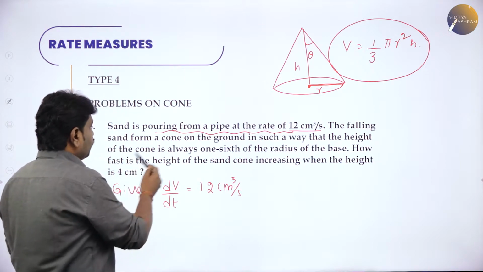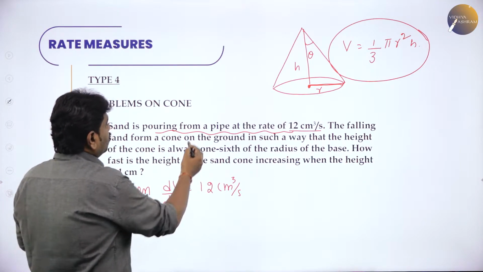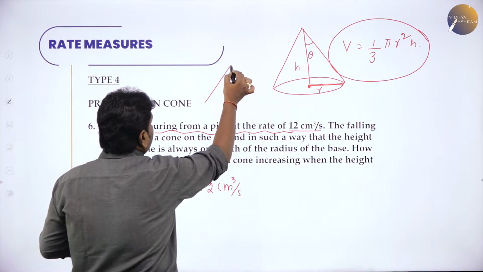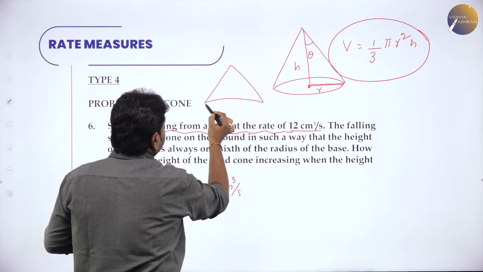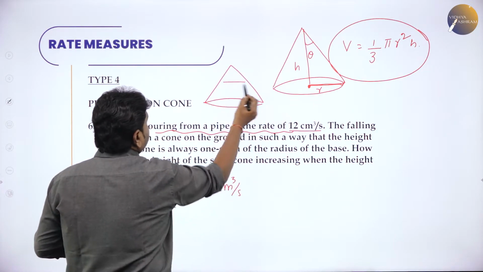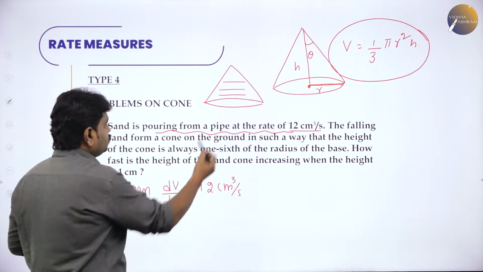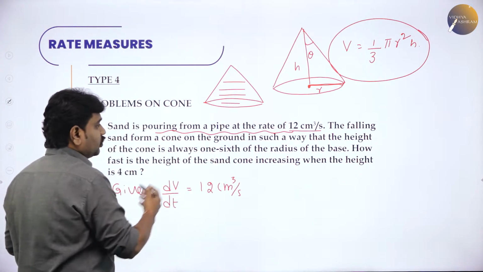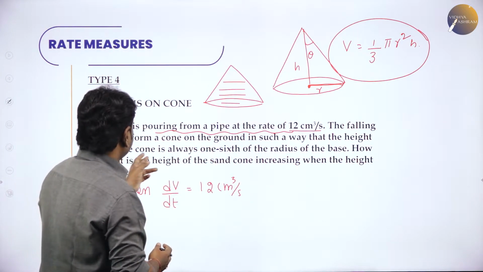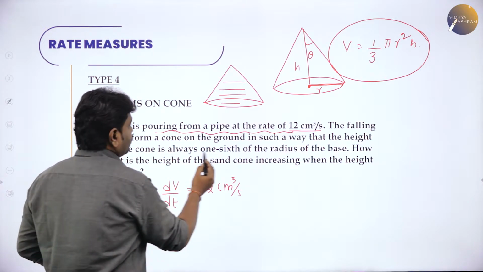And then, the falling sand forms a cone. So they told that the sand after falling forms a cone. This is the shape of the sand now. Sand is in the form of a cone. Further they told that the height of the cone is always 1/6 the radius.